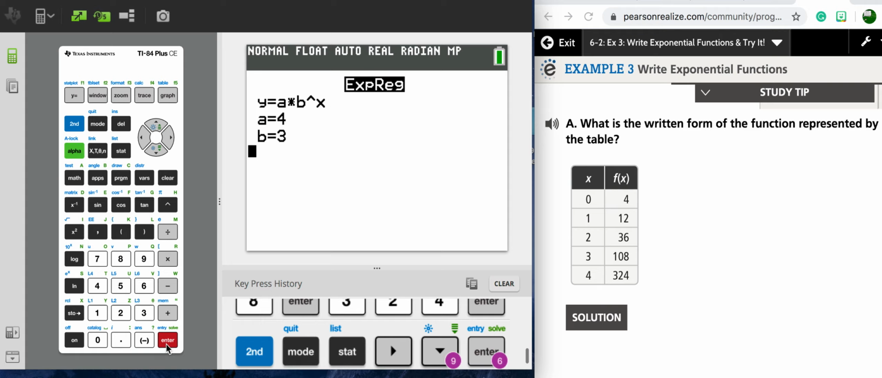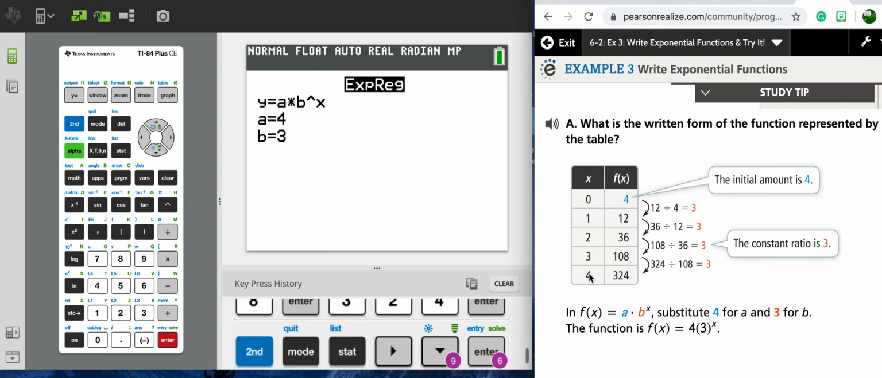Now, this is the formula y is equal to a times b to the power of x. Now, a represents the initial value. You already know that. We figure out this is the equation. Let's see the solution and see if we did the right steps. So the initial amount is 4, and the constant ratio is 3.